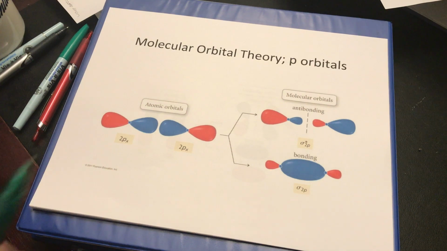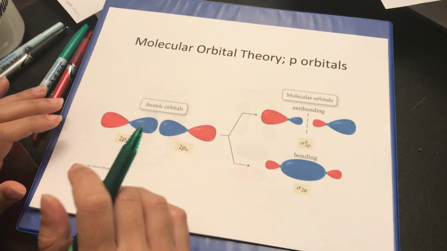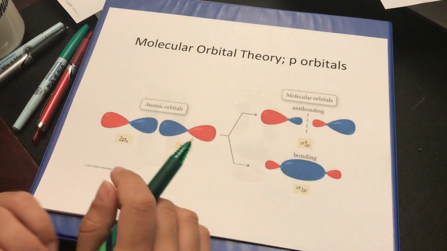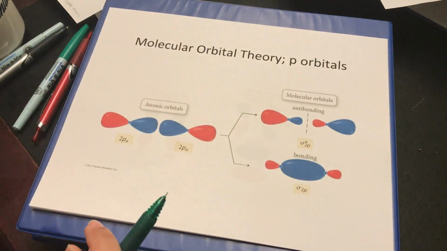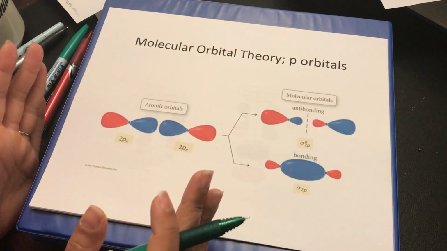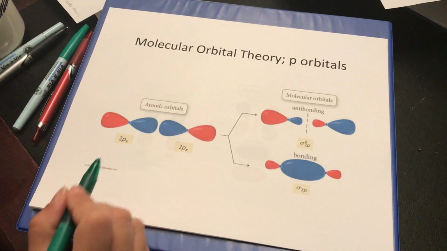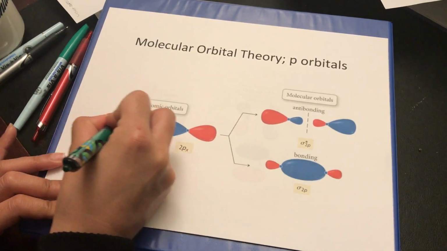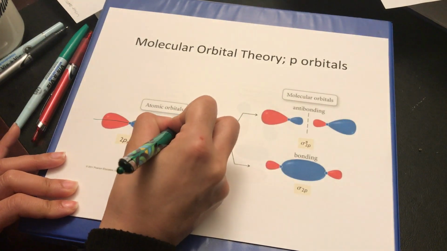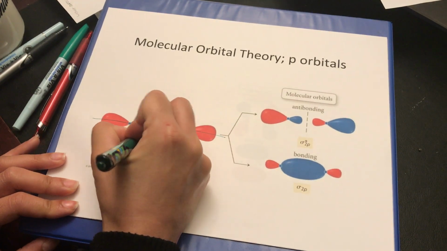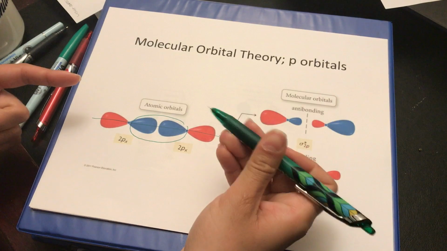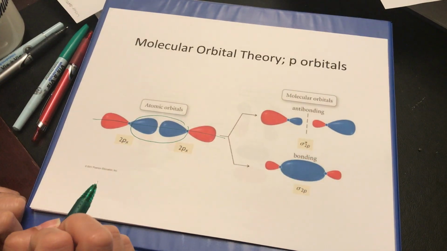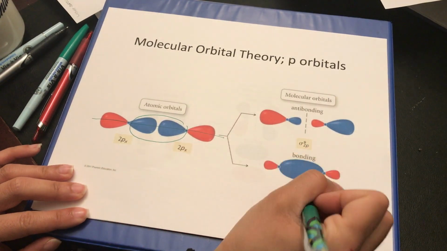Now we're going to talk about the combination from molecular orbital theory of p orbitals. So we have 3 p orbitals, so we're going to have 3 molecular orbitals. When you have your p orbital that's along the internuclear axis, along the x-axis, they can only combine this one time. They can have a head-on combination. This forms a sigma p orbital.